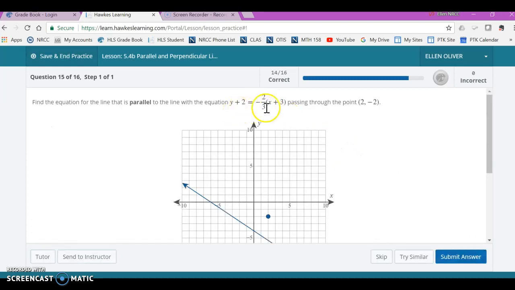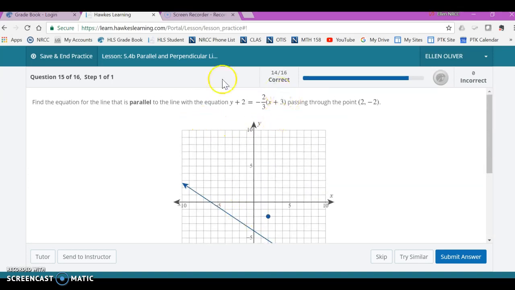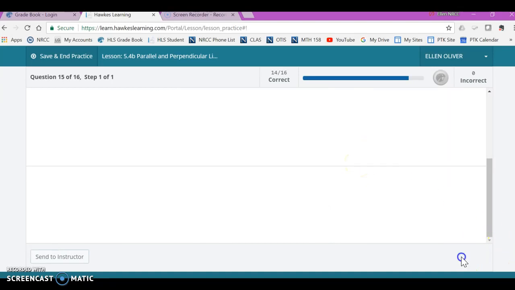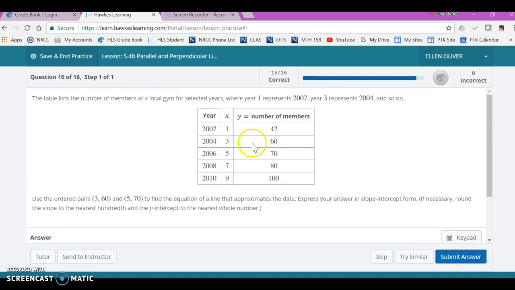All right, parallel. So we want this same slope, negative 2/3, and it goes through this point. So it's going to be y minus negative 2 or y plus 2. Same slope, so negative 2/3. X minus 2. All right, last one. These are my points.